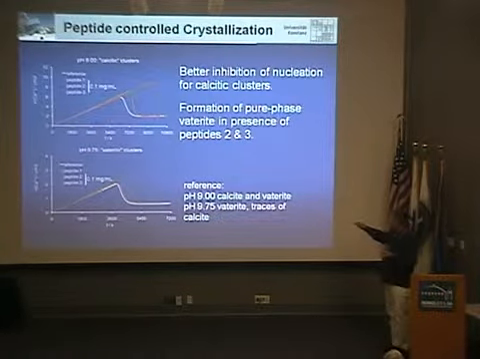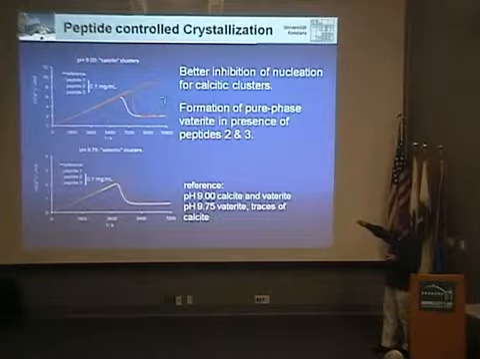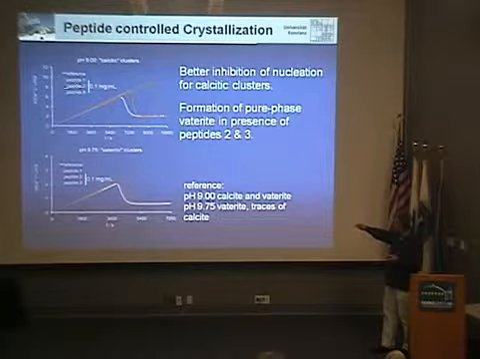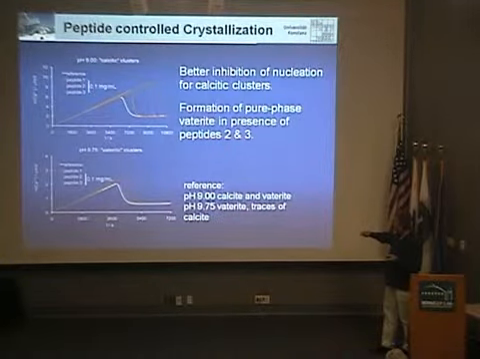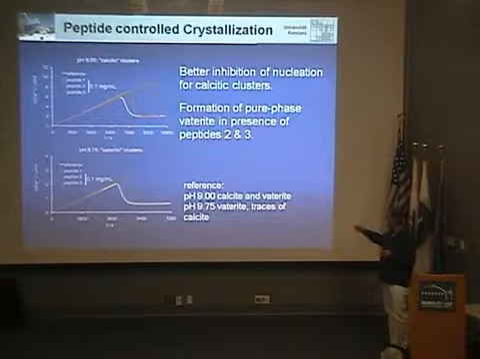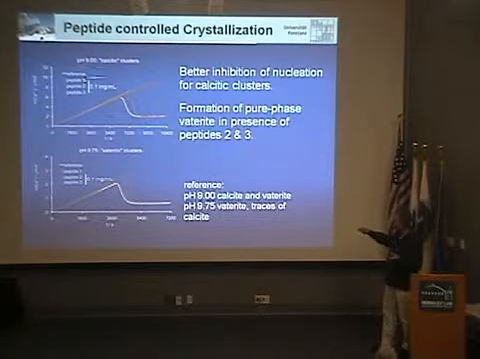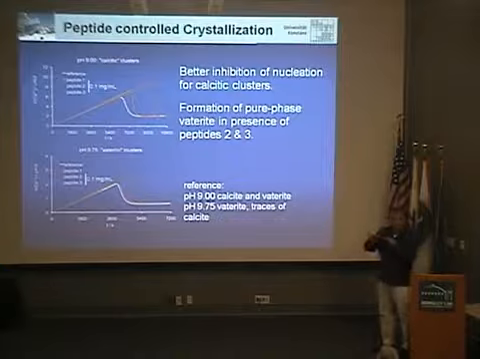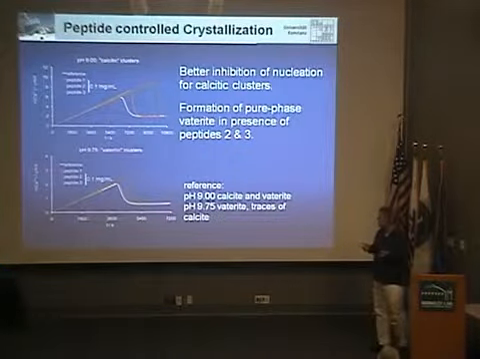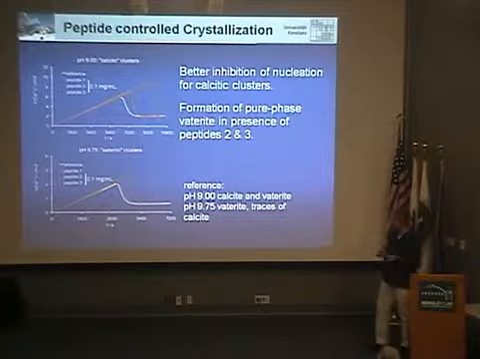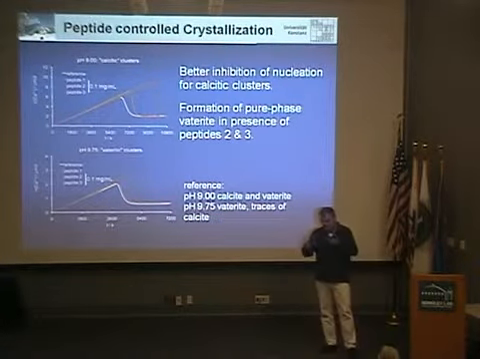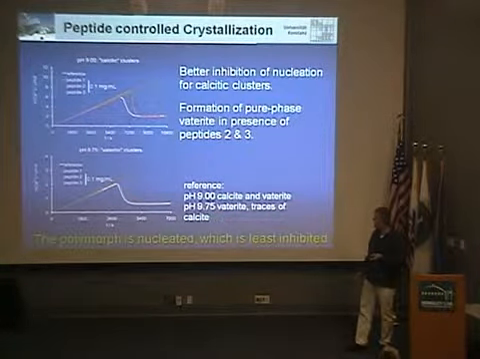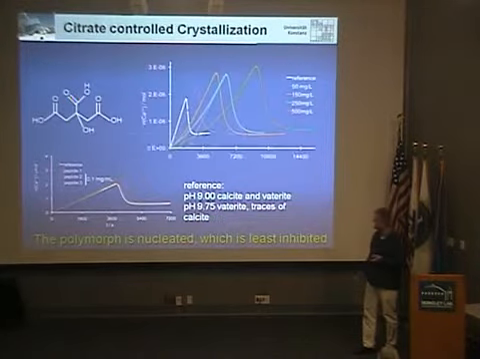That means that the nucleation of calcitic clusters is much better inhibited by the green peptide 2 and the magenta one, peptide 3, than for the vateritic clusters. And that means that we have pure phase vaterite formation in the presence of peptide 2 and 3, because the calcitic clusters are inhibited more than the vateritic clusters, which later on nucleate vaterite. So that can be a handle to control the polymorph by inhibiting and stabilizing those clusters, and then those non-stabilized clusters will form the polymorph which you find in the end. That's at least true for polyacrylic acid and these peptides.